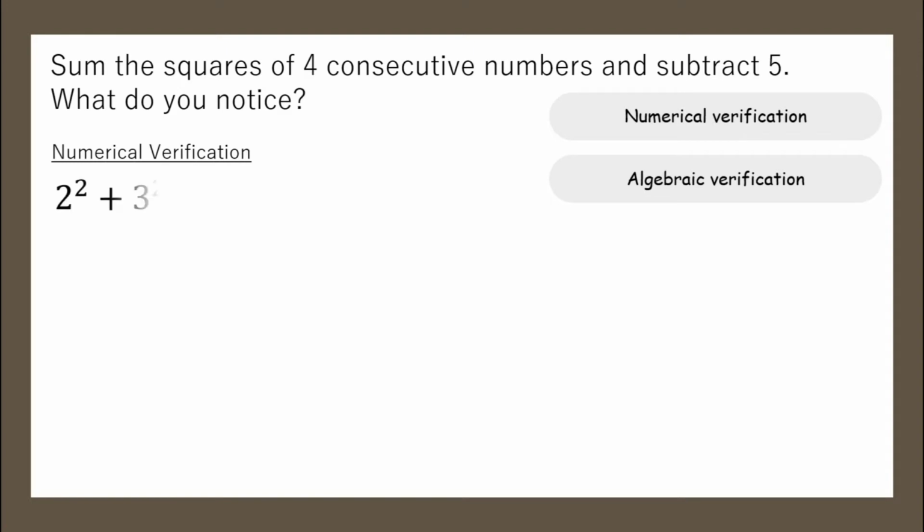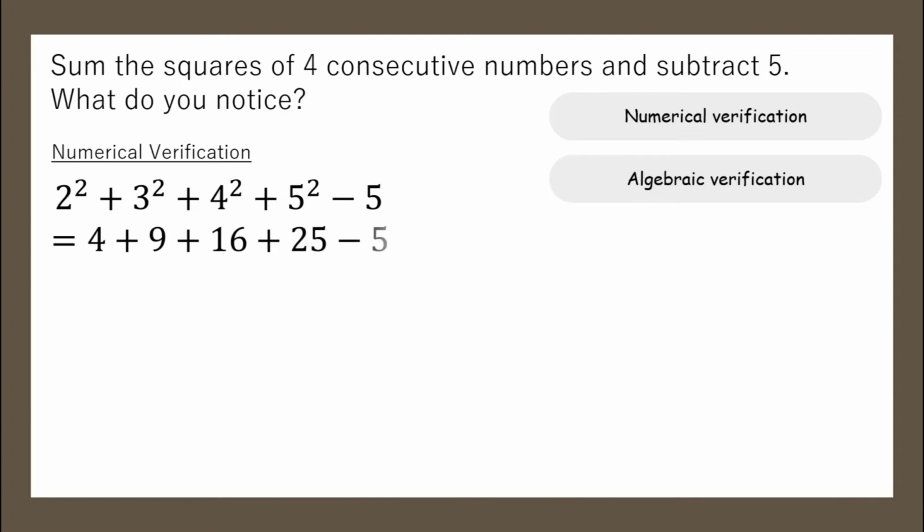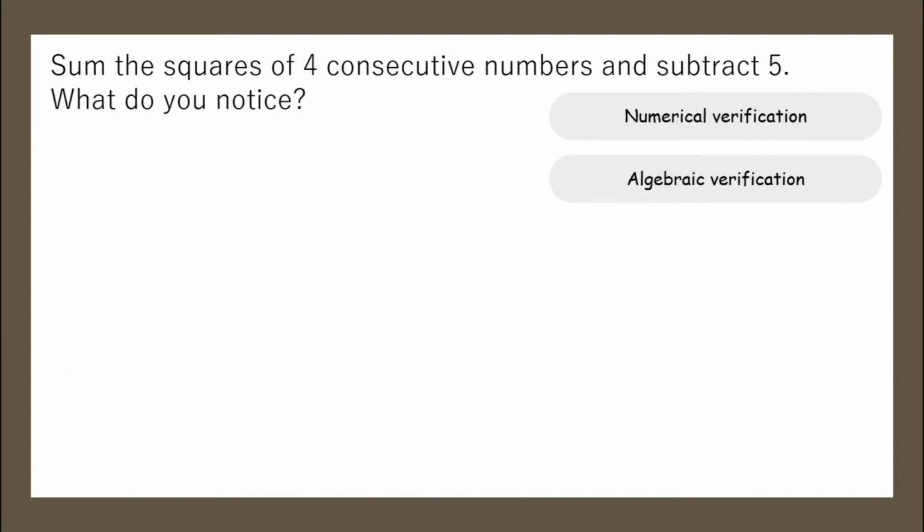So 2 squared through to 5 squared, and subtract the 5. 4, 9, 16 and 25 added together, that gets 54. 54 subtract 5 is actually 49. That's not the 6 squared I was expecting, but it's 7 squared. Okay, there are quite a few different patterns or rules that could be happening here. Is the next one going to be 9 squared? Is it always going to be an odd number squared? Or is there something slightly different that I can't quite see yet? Let's try some algebraic verification, and this should show us exactly what's happening.